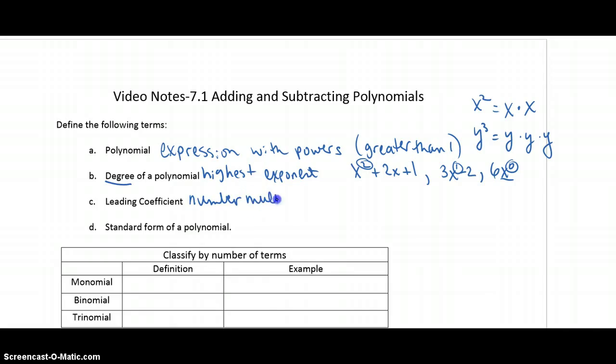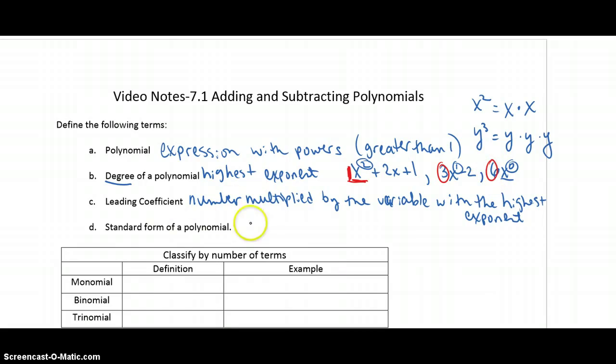The leading coefficient, a coefficient is the number multiplied by the variable with the highest exponent. For example, the leading coefficient in this expression is 1. There's the highest exponent of 2, but the leading coefficient is 1. This leading coefficient is 3, and this leading coefficient is 6.